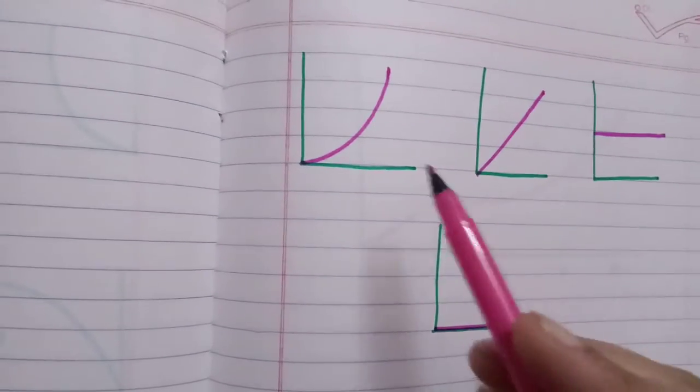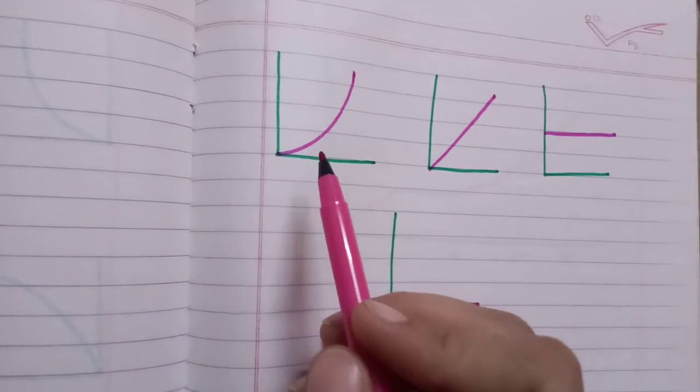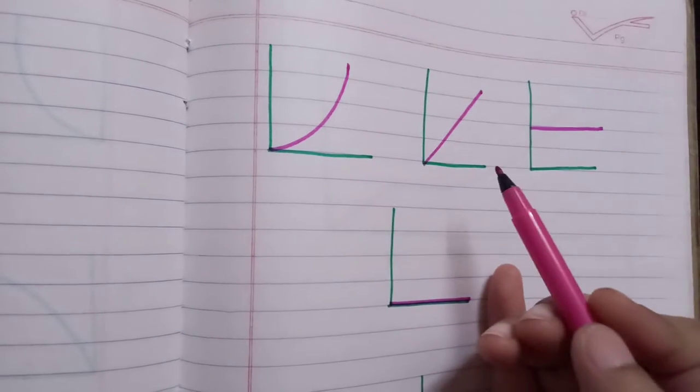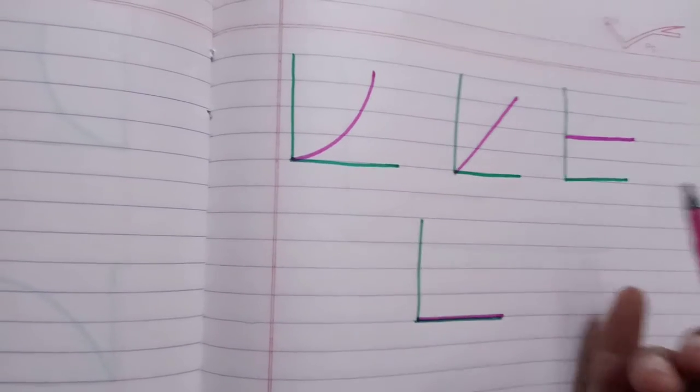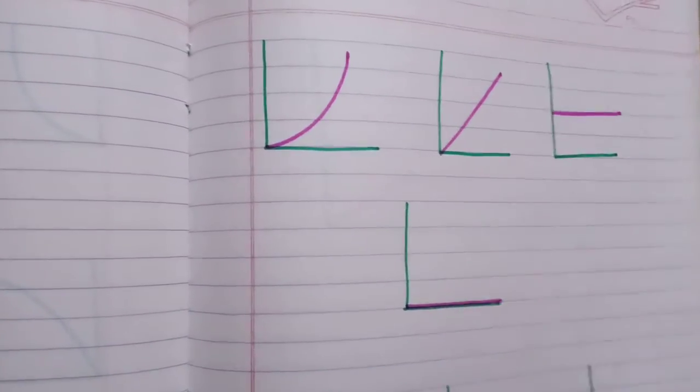Okay, concentrate here. If the graph is like this, at the next level it appears like this, and at the next level it appears like this. Okay, this is about increasing.